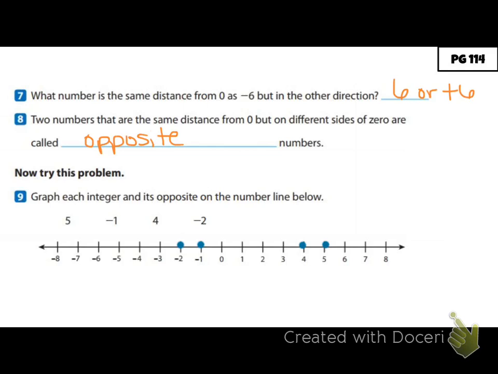So now we have to do their opposite. So I'm going to change colors. So for -2, we'll just start at the left and work our way right. It is 2 places from 0, so I would do opposite, which is 2 places to the right. -1 is 1 place to the left of 0, so the opposite would be 1 place to the right of 0. 4 is 4 places to the right of 0, so I'm going to go 4 places to the left of 0. 5 is 5 places to the right of 0, so I move 5 places to the left of 0, and there's my opposites.